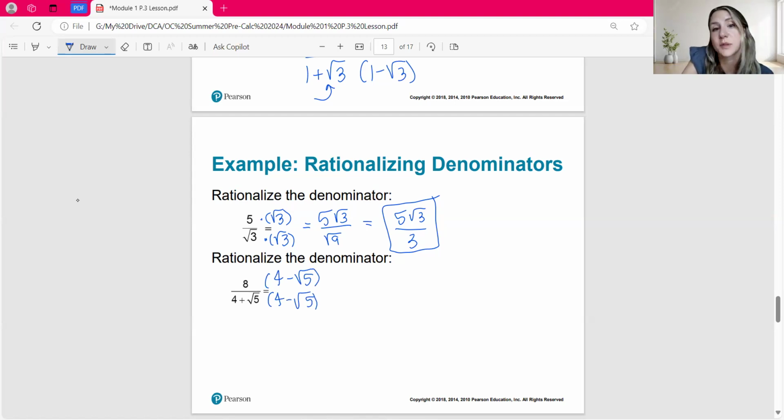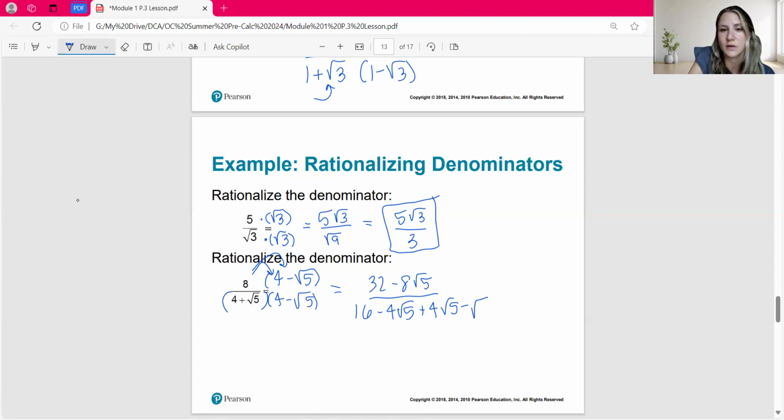And so we're going to do some multiplying. In the numerator here, we're going to distribute that 8 to everything. So we'll have 32 minus 8 square root 5. In the denominator here, we are going to have to FOIL, or multiply, distribute these two binomials together. So we'll have 4 times 4, that gives me 16. 4 times negative square root 5, we'll have negative 4 square root 5. Square root 5 times 4, 4 square root 5. And square root 5 times negative square root 5, we'll have negative square root 25.